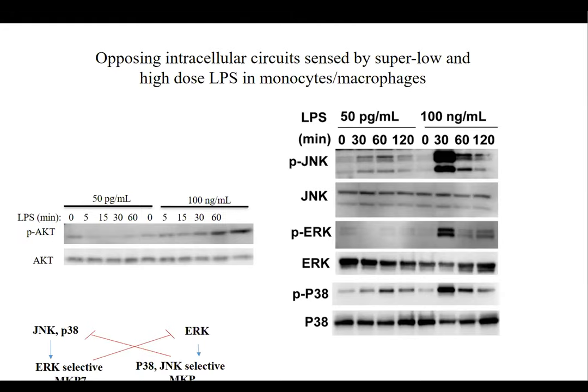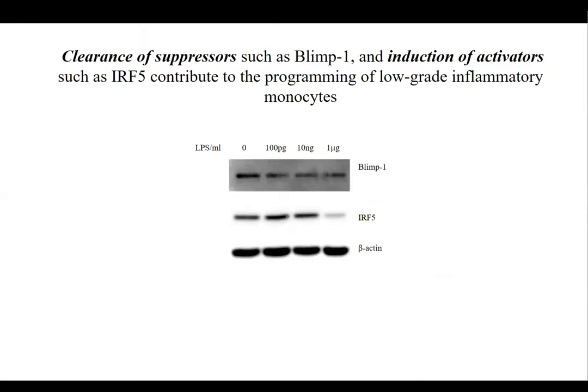Not only that, we also see distinct natures of pAKT. AKT is involved in homeostasis, in tissue repair, the anti-inflammatory reaction of a monocyte. With high dose endotoxin, we see an induction of AKT phosphorylation. But with super low dose endotoxin, we see a drastic suppression of AKT phosphorylation. And there are many other mutually competitive circuitries that are altered by stimulation with super low dose endotoxin. In terms of transcription factors, we look at the key M1 transcription factor IRF5. If we stimulate the cells repetitively with very low dose endotoxin, we induce IRF5 protein levels. But with a very high dose of LPS, with increasing dosage and persistent stimulation, we start to see a reduction of IRF5.